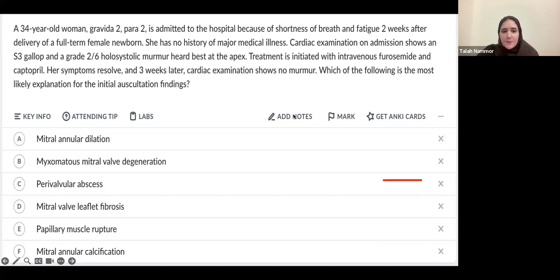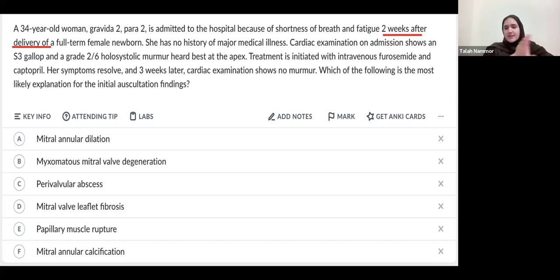What do you think this is? So she was pregnant and now she's having symptoms. Gravida 2, para 2 means she was pregnant twice and gave birth twice. She's not pregnant again. I meant that she was pregnant and then 2 weeks after she delivered, she has those symptoms.